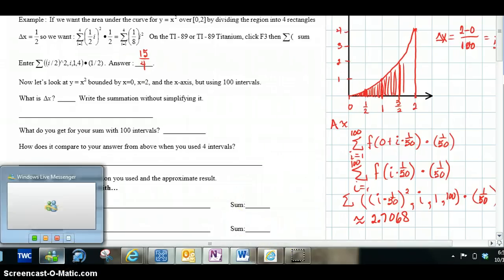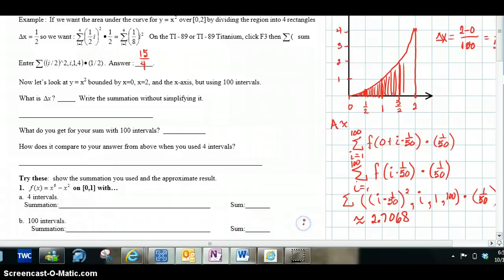Now on try these, number 1, we have the function x to the 6th power minus x squared on the interval from 0 to 1.